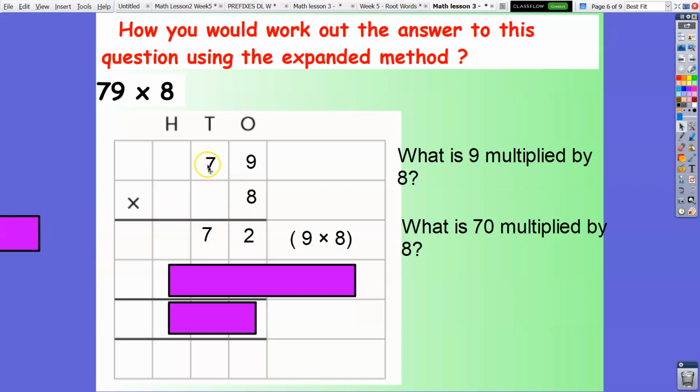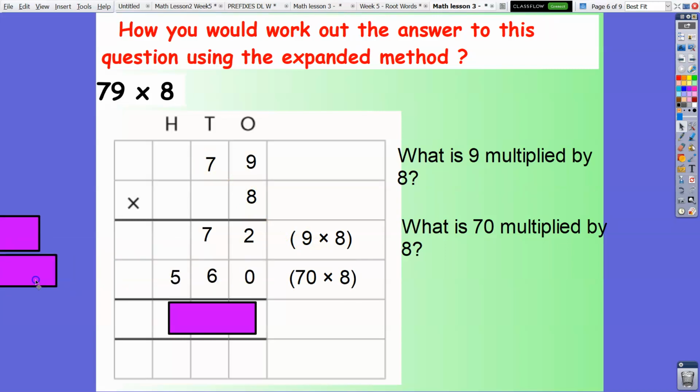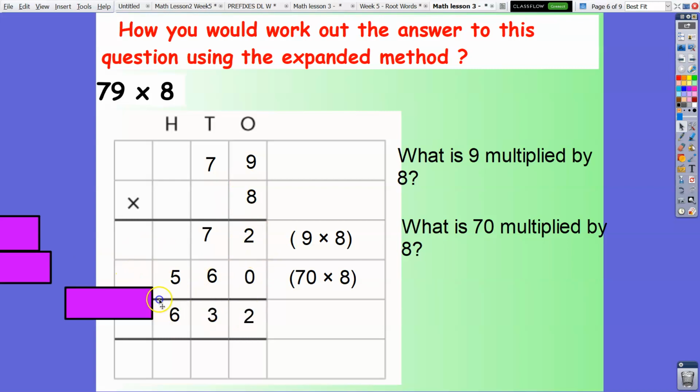Next, 70 times 8. Ignore the 0 first, so 7 times 8. That is 56. Then add the 0, it becomes 560. Then add all the numbers. We got 2. 7 plus 6 is 13. Carry over 1 to the 5. Then 5 becomes 6. So that is the answer. Another example.